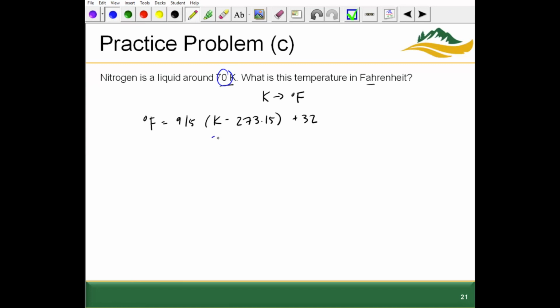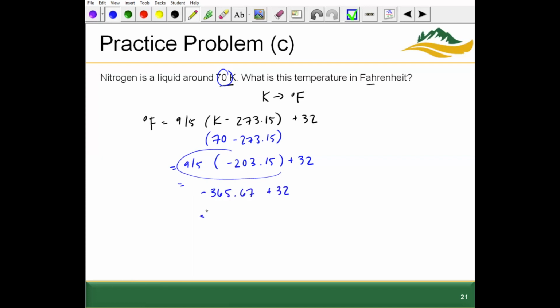So this is 70. And we would do whatever's in parentheses first again. So 70 minus 273.15. So we'll have this now, and then we would do the multiplication next, and then deal with the addition and subtraction. So that gives us, then for the addition for our last step, that gives us this.